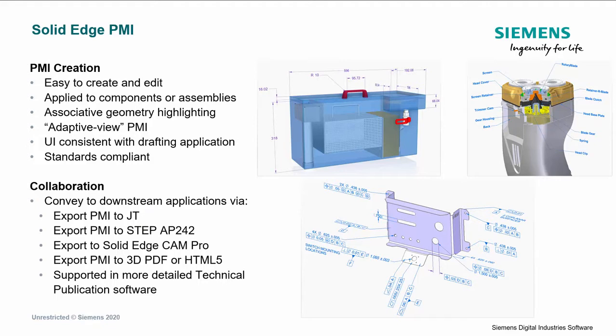this information can also be conveyed to and read by Solid Edge manufacturing software, ensuring the parts are manufactured to the correct specifications. Other options to export PMI with the CAD model include JT and STEP AP242. In a few moments, we will demonstrate some ways that this information can be captured automatically during the design modeling phase.